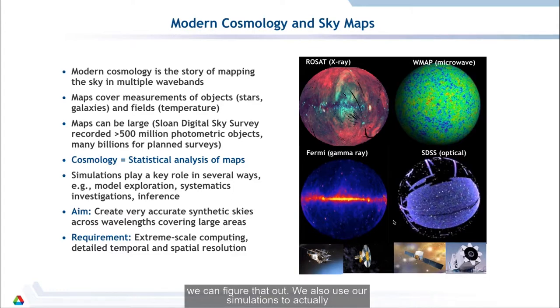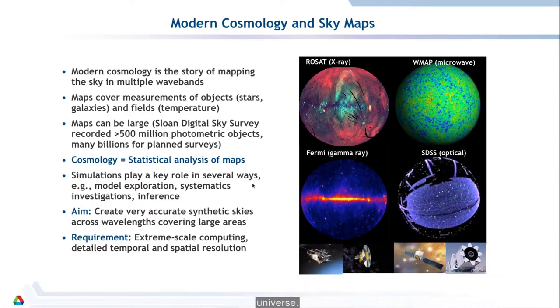We also use our simulations to do systematic investigations. For example, our telescopes are not perfect. The atmosphere is in between our telescope and the galaxies that we observe if we have a ground-based observation. And so what we are trying to do is to use these simulations to understand possible systematics that are in our data due to observations or us not fully understanding the physics. The aim in the end is to create very accurate synthetic skies across wavelengths, and these sky maps have to cover very large areas. Therefore the requirement is extreme scale computing so that we can record detailed temporal and spatial maps with very high resolution of our universe.